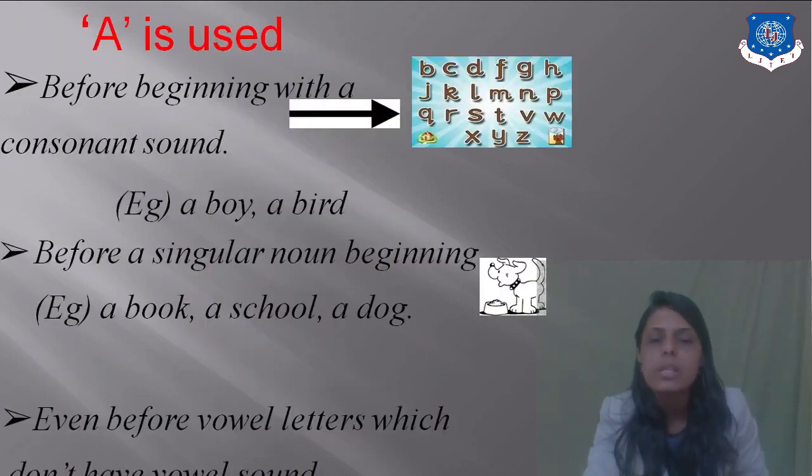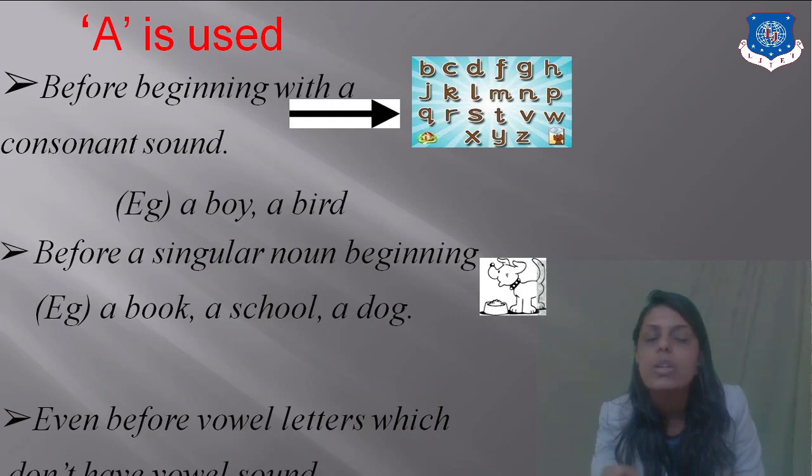So here you can see a is utilized for a non-particular noun or a non-specific thing, right? A boy, a bird. It is not a specific bird. I'm not talking about a pigeon, right? If I want to talk about a particular bird, then I will not utilize a before it. A boy, a bird, a school, a book, a dog. But I have utilized a before consonant sounds.